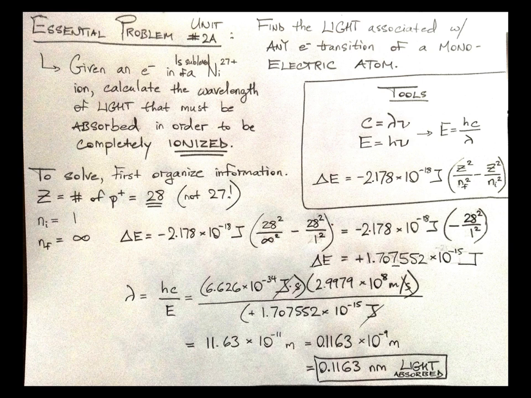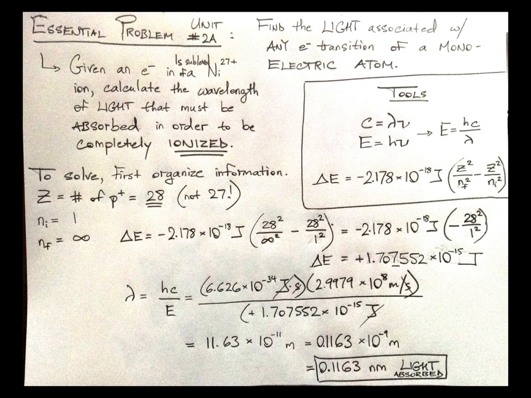Rearranging that equation, wavelength is equal to hc over E, and substituting in Planck's constant and the speed of light, dividing by that energy that must be absorbed, we get a value of 11.63 times 10 to the negative 11th. In solving this, you should definitely put into your calculator just 6.626 times 2.9979 divided by 1.707552 and simplify the scientific notation right after that. That will eliminate the possibility for errors using your calculator.